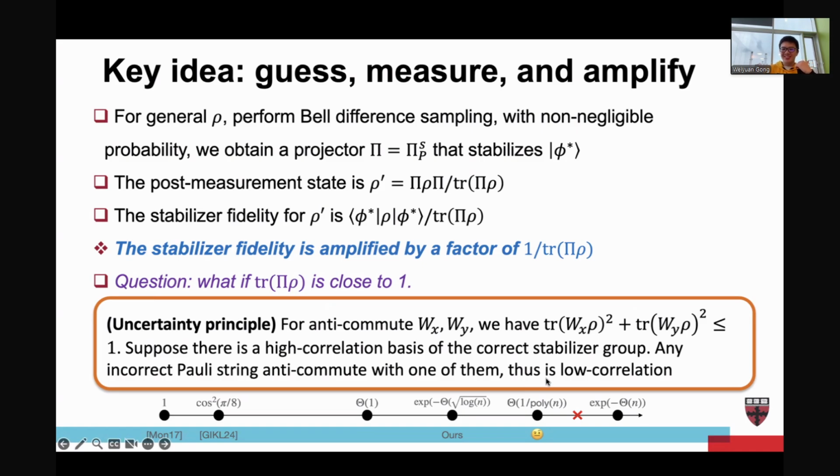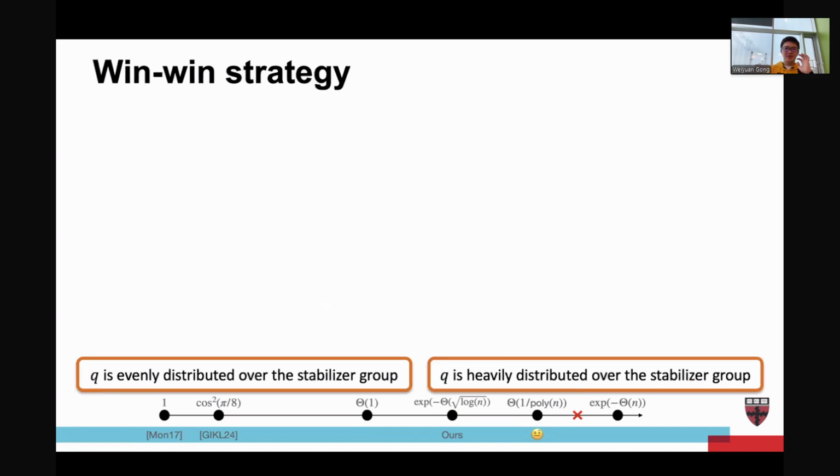So let's combine this with this factor. If we have a small trace πρ for a correct projector π, then we can amplify. That's what we want. If we always have big πρ, then any incorrect Pauli string will have very small correlation, and this will create a boundary. So let's formally talk about this.